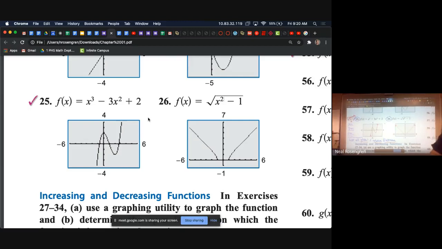Gonna peek at the attendance, see who's here. Connor.